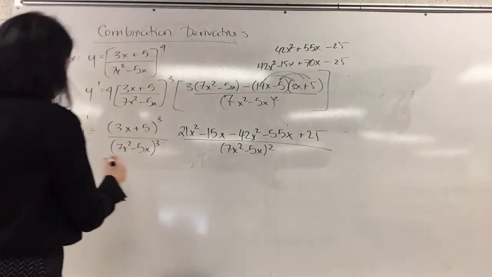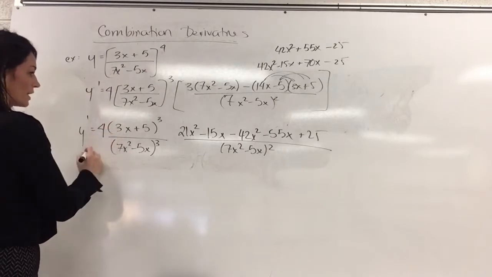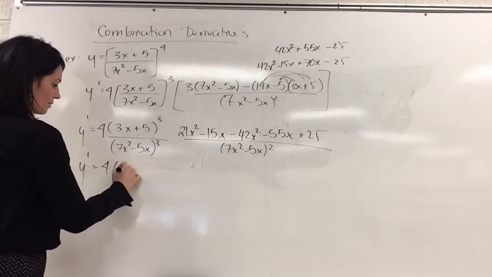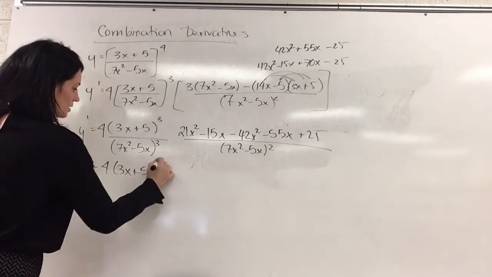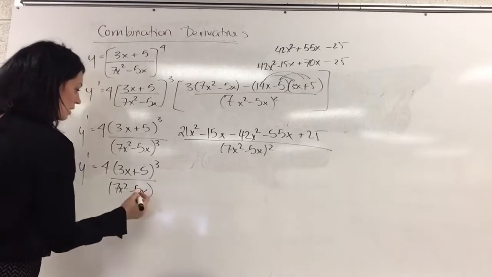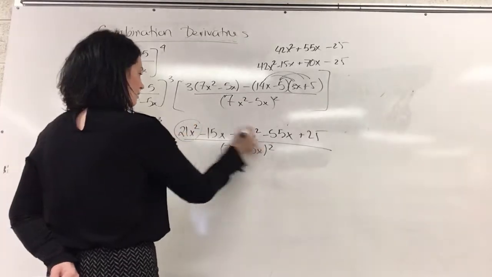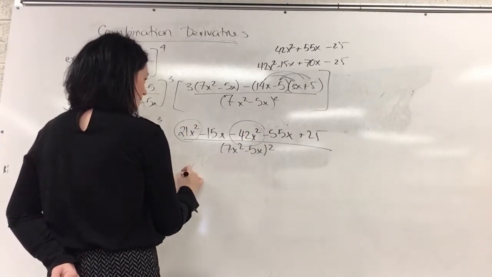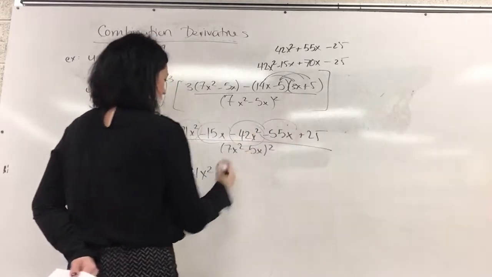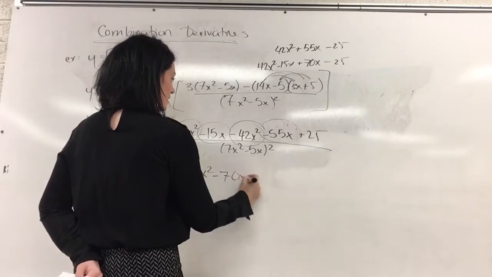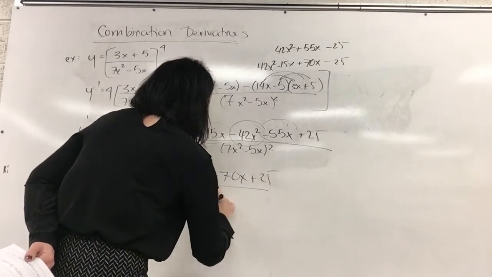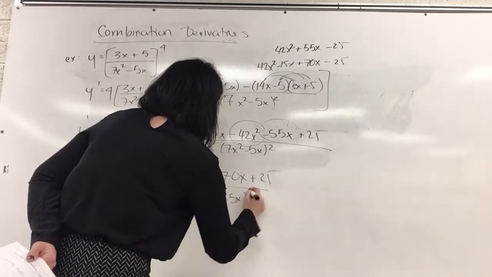Then I still need to deal with what's going on in the top. Oh, and I still have a 4 here. I might end up putting him with this guy, but we'll just see how it goes. So, okay, and then I have a minus 21x squared, a minus 70x, and a plus 25, and that is all over 7x squared minus 5x squared.